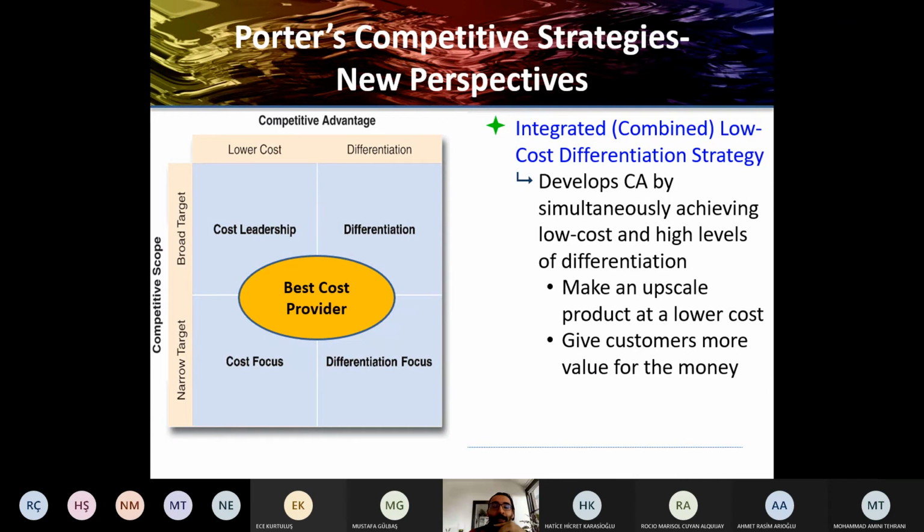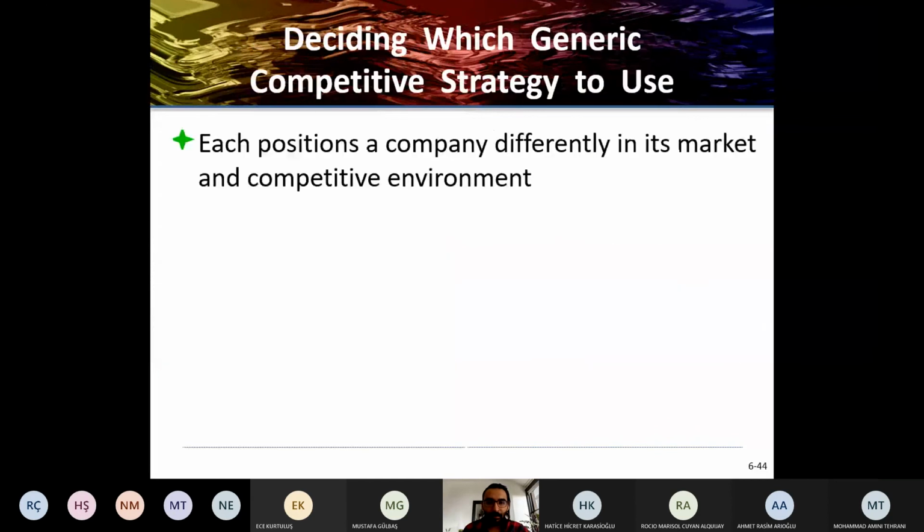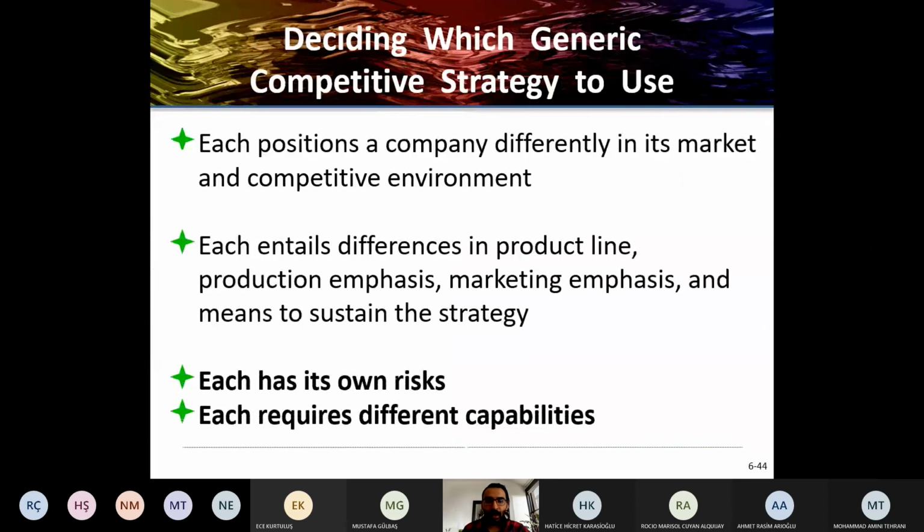And many companies are doing that actually. When you think about big companies like Samsung, they follow both strategies together, okay? And generally in the literature, stuck in the middle is not accepted by some scholars, and they want to prove that. I think you read some paper about this, right? About stuck in the middle. Which one to decide? It depends on the context. It depends on the industry. It depends on the market. Each has its own risks. Each requires different capabilities.